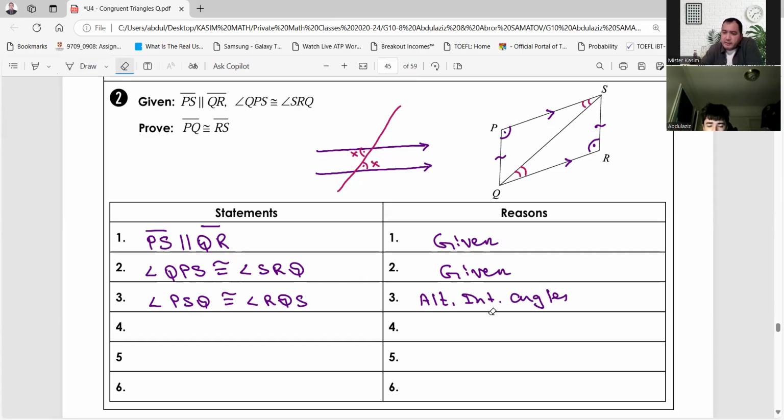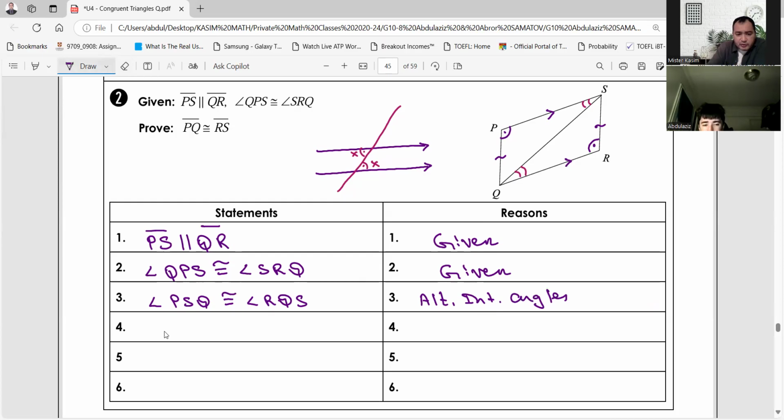Okay. And what else do we know here? We know that also this QS, let me write here, QS is congruent to SQ, right? What property is it? Reflexive, because everything is equal to itself, right? And now from here, what do we know?